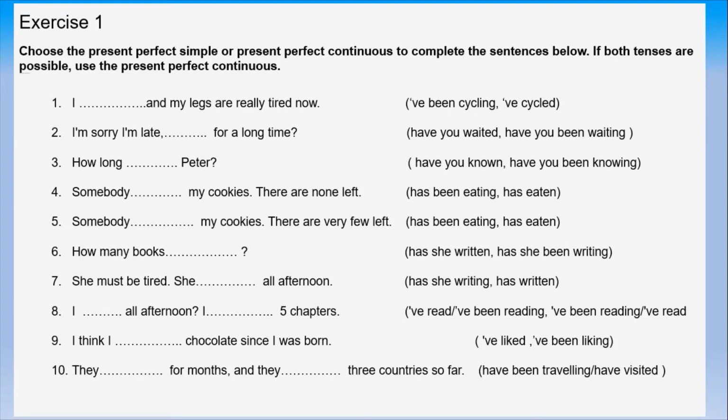Number 10. They have been traveling and they have visited 3 countries so far. Why? Because, as I mentioned, present perfect continuous is used with action verbs, dynamic verbs, to talk about situations that started in the past and haven't finished or have just finished. In the sentence, the verb travel is dynamic and we focus on duration. That is all.